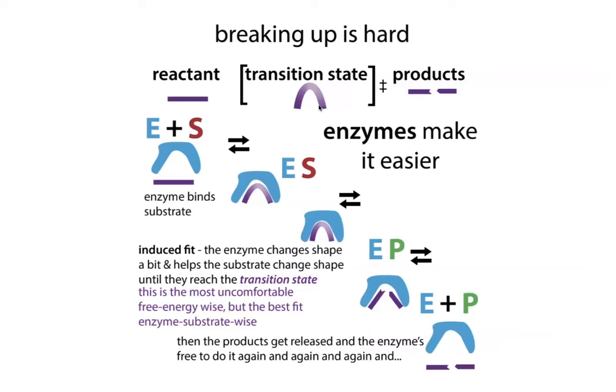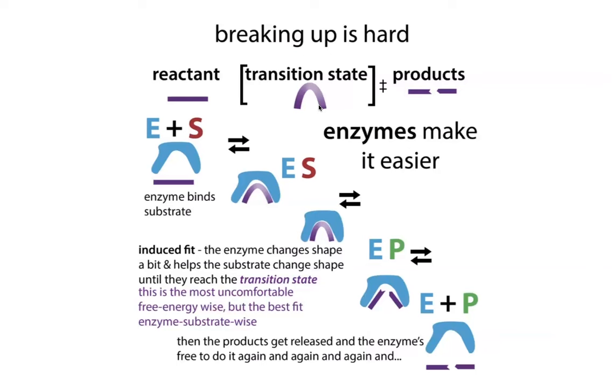So remember, when we have a protein change shape, we call it a conformational change. So the enzyme is going to undergo a small conformational change, or it could be a bigger one, but it's going to cradle that substrate and move it to that awkward state. But at that awkward state, that is when you have the most of those favorable interactions.